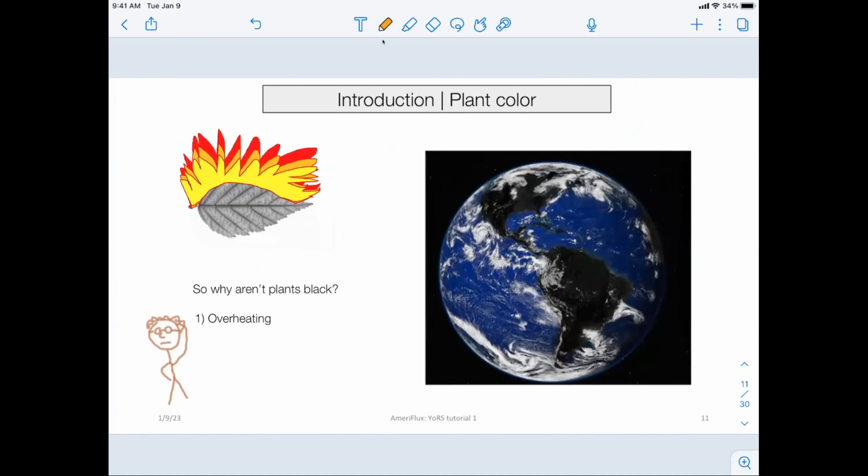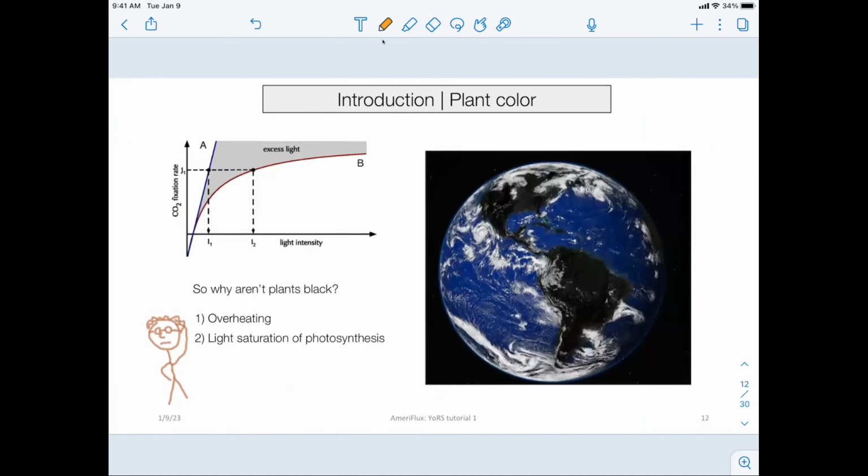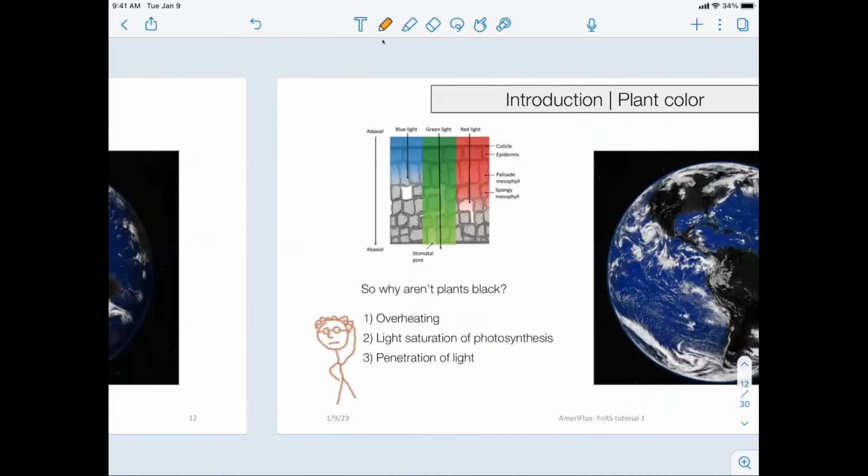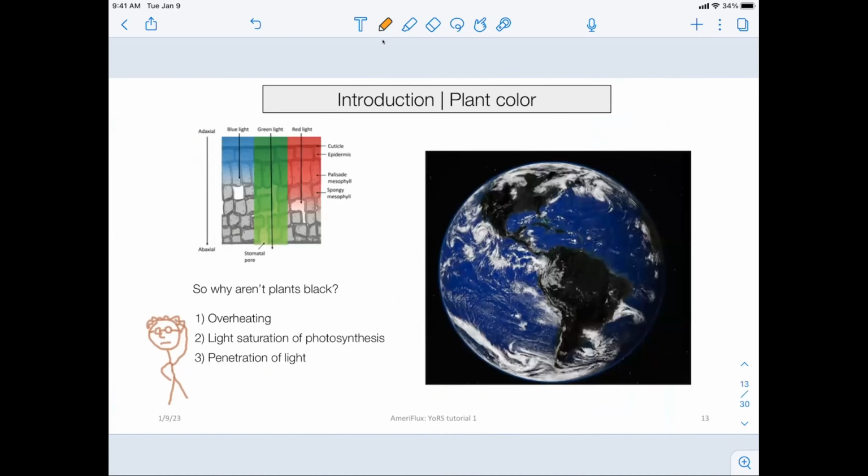So why aren't plants black? Well, the first reason is it's just going to be too much energy and they'll probably overheat. The second is that we have a light saturation of photosynthesis under a certain amount of light. So the ability to absorb more light is not really going to do them any service. And then lastly, the penetration of light basically dictates why plants end up being green.